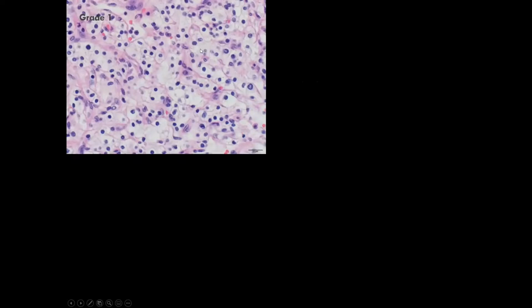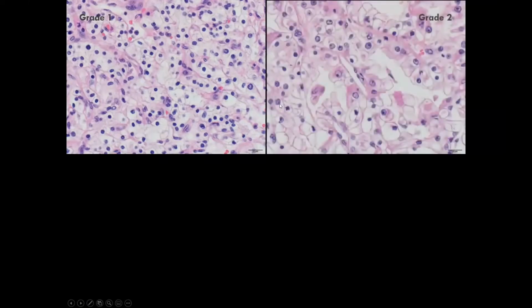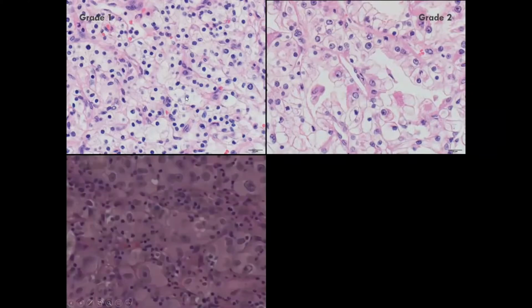So we use grade 1 when the nucleoli are not visible, or even if they are visible, they are very small and basophilic, right? This is even at 40x, you cannot see them. So grade 2 is when you can see the nucleoli, but they are not very prominent at 10x. At 40x, they become prominent and eosinophilic, but at 10x, it will be like this. It will not be very prominent, but it's obviously different from what we see in grade 1.